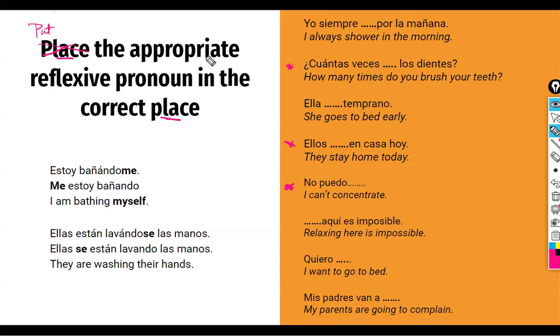Yo siempre something, shower in the morning, right? All right. It's great if you could conjugate the verb. Remember that all of these are reflexive verbs, right? So how do we say to shower? Ducharse, and then it has a se at the end. That is the infinitive. So what goes into the blank? It has to be the verb as well as the reflexive pronoun. So tell me the answer.